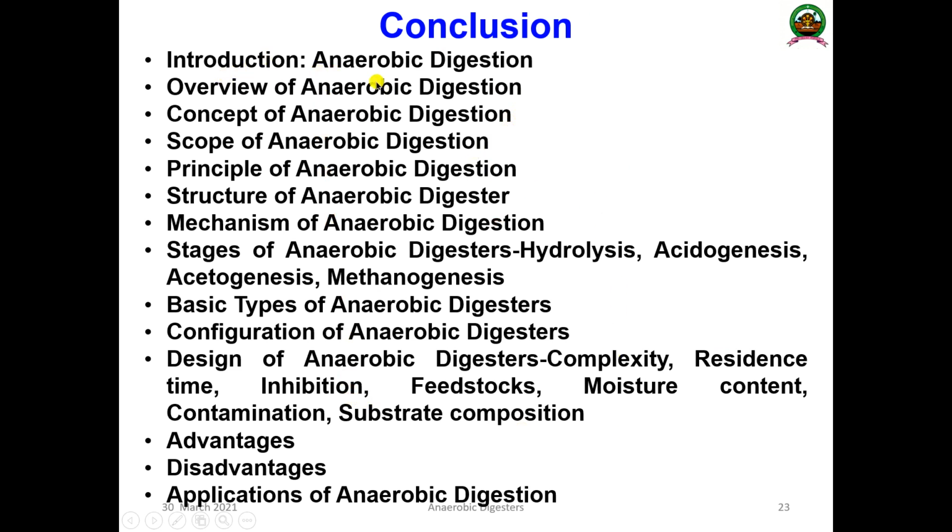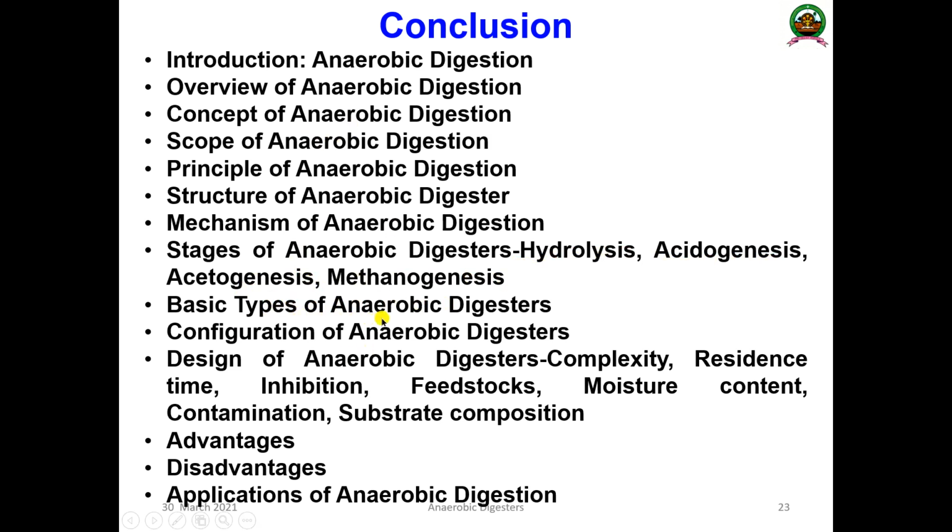So we have discussed anaerobic digestion, the introduction, then the overview of anaerobic digestion, what are the major concepts of anaerobic digestion, why anaerobic digestion is very, very important, what is the scope of anaerobic digestion, what is the principle of anaerobic digestion, what is the structure of an anaerobic digester, and what is the mechanism of anaerobic digestion, in which there are stages: hydrolysis, acidogenesis, acetogenesis, and methanogenesis, and what is the role of microorganisms. That is very, very important in sanitation microbiology.